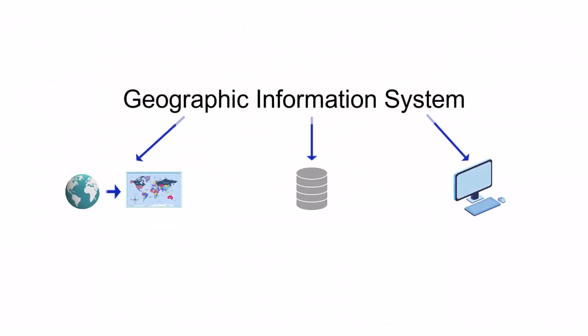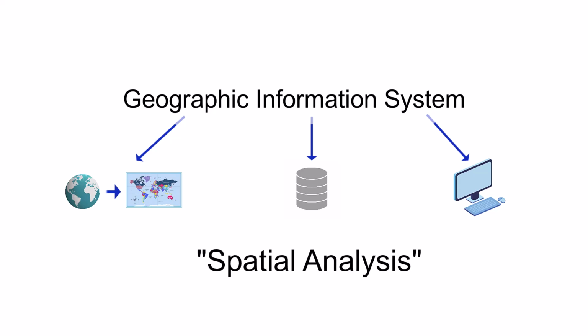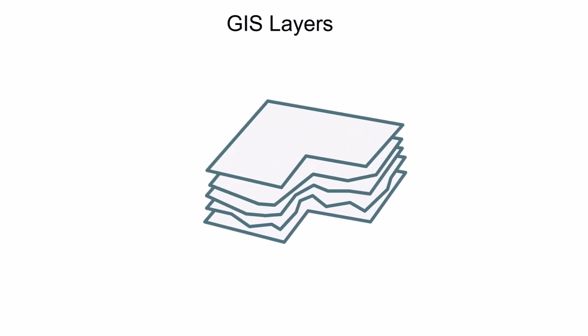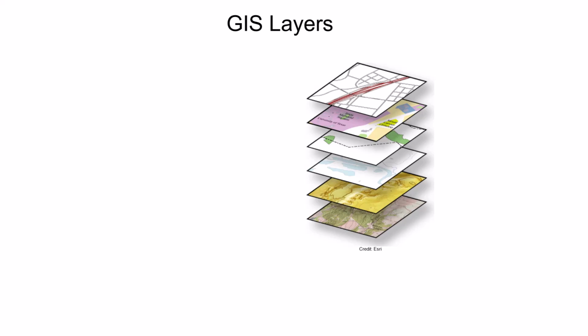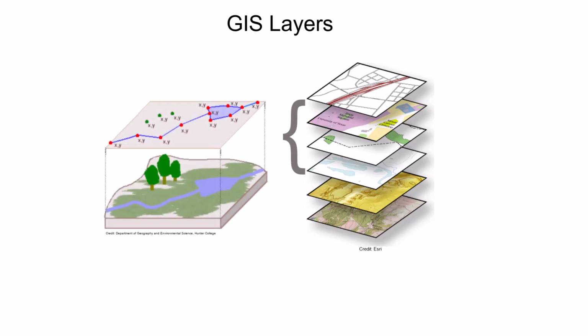Because we have an associated database, we can perform analysis. This is called spatial analysis, and this can give us valuable insights and answer questions. GIS is typically a layered system, where datasets represent something in the physical world. Layers can consist of vector data, which maps physical features using precise coordinates, or vectors, in the form of points, lines, or polygons. Examples include roads, buildings, or boundaries.